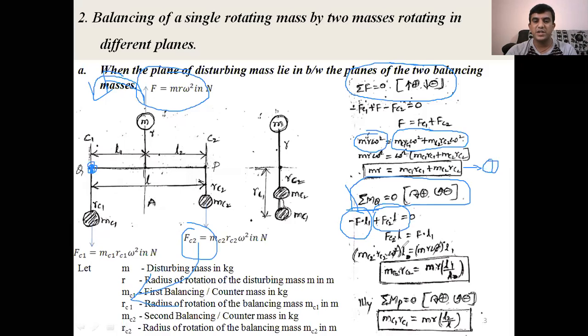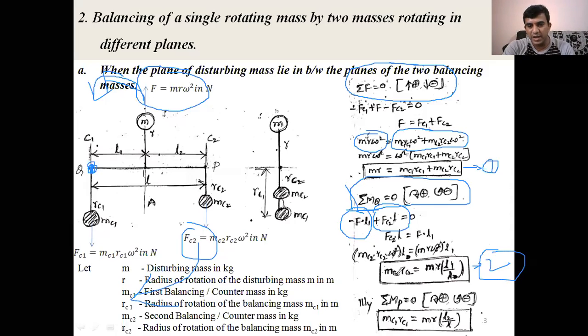Now substitute Fc2 and F: Fc2 is m c2 r c2 omega square, and F is nothing but M r omega square. Again omega square gets cancelled. What condition will you get? m c2 r c2 is equal to M into R into L1 by L. Now, this is equation number 2. This is the first moment equation from the dynamic balancing.